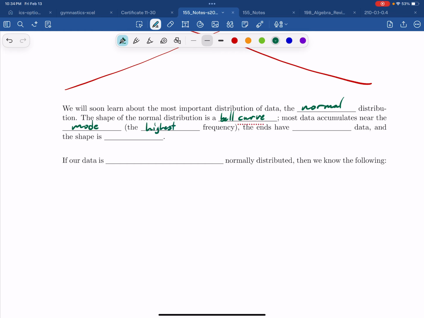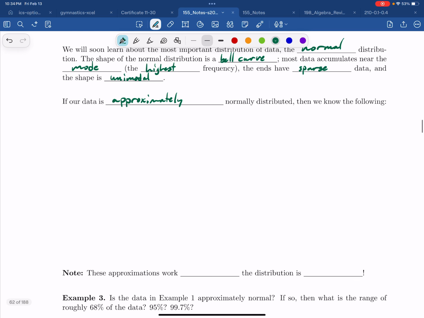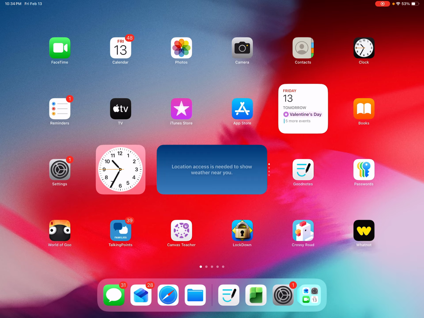The ends have sparse data, not a lot. And the shape is unimodal. If our data is approximately normally distributed, so if it has a rough mound shape, then we know the following. And let me actually get out a nice image from Desmos. I can illustrate this nicely.